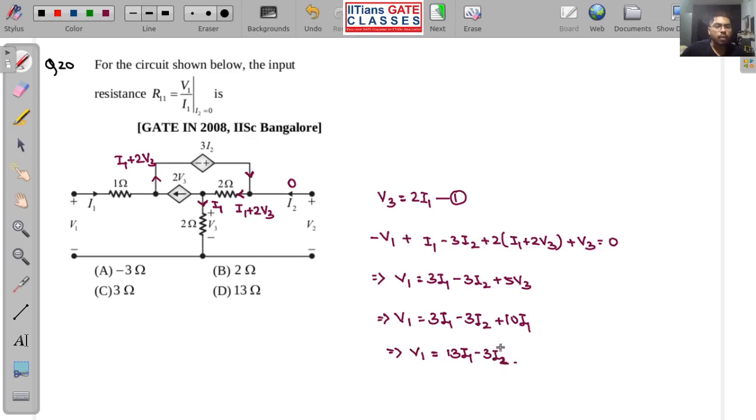Now one thing I forgot actually: when I2 is equal to 0, that means what? This current controlled voltage source will short out because I2 is 0. So you will be shorting this and this term will be 0, which implies V1 is equal to 13I1. So this means V1 by I1 will be equal to 13. So option D is your correct answer.